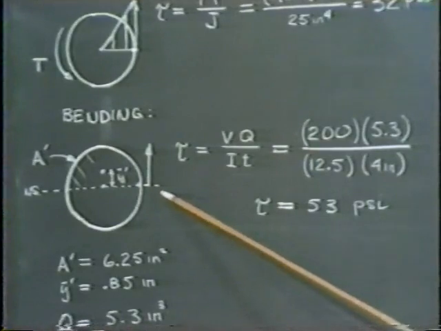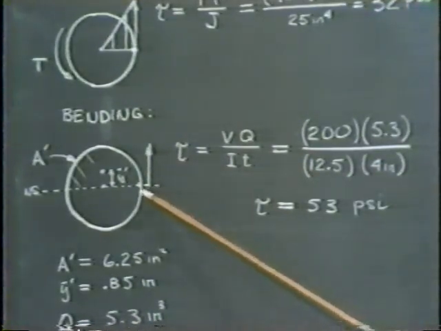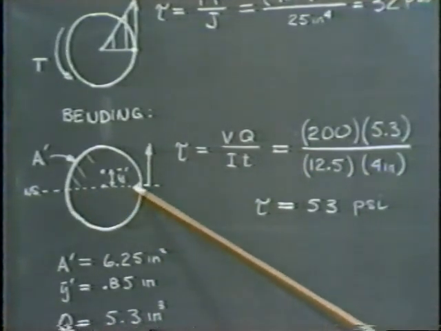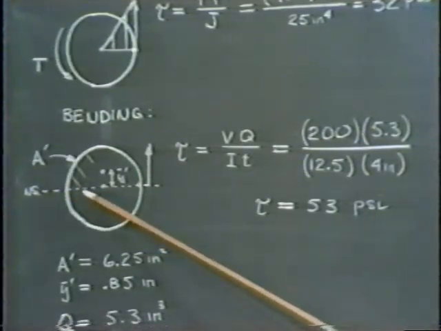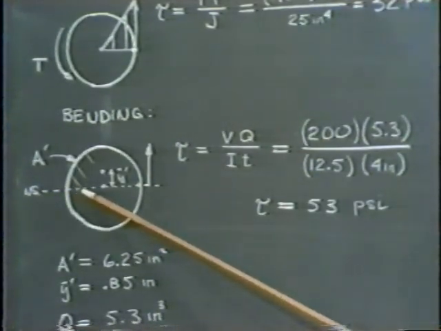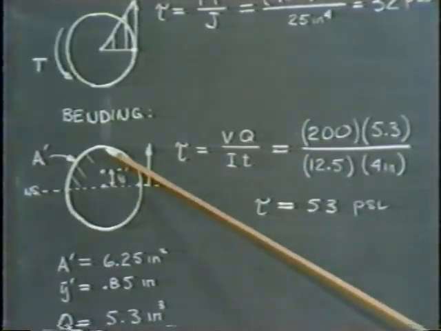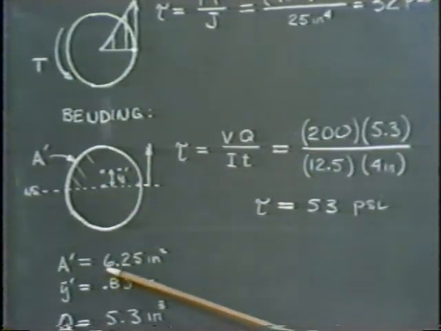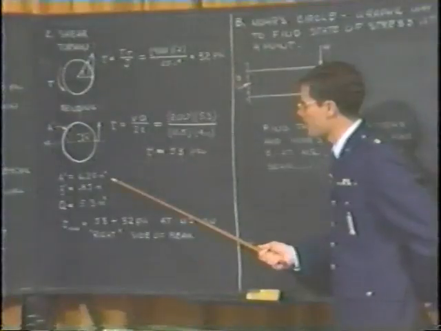So my first task would be to identify Q for that area. I've drawn a dotted line here, and I've labeled A prime, as you recall, must be the area from a line through the neutral surface, or the point where I want to find the shear stress, to the outside edge. And I've labeled that A prime. A prime turns out to be just half the area, 6.25 inches squared.